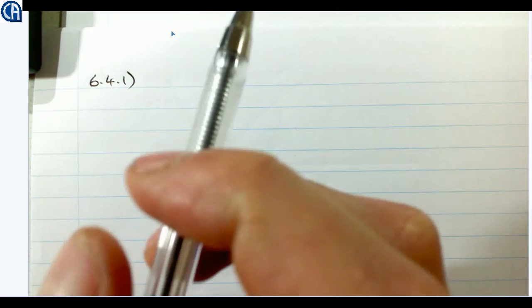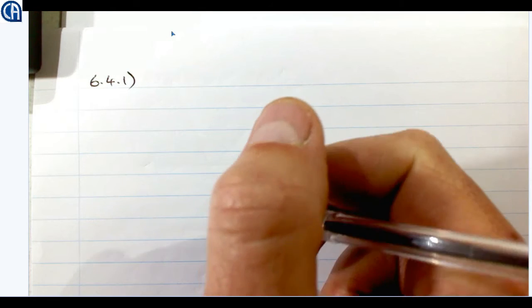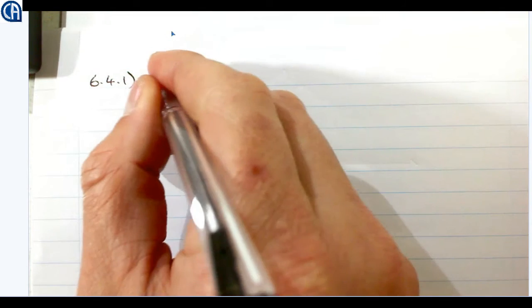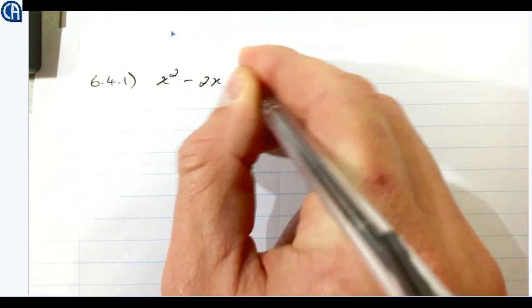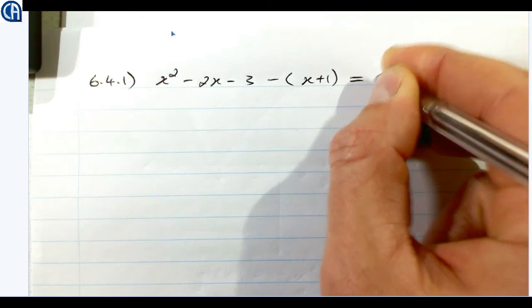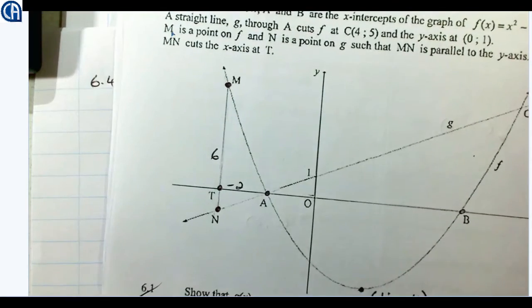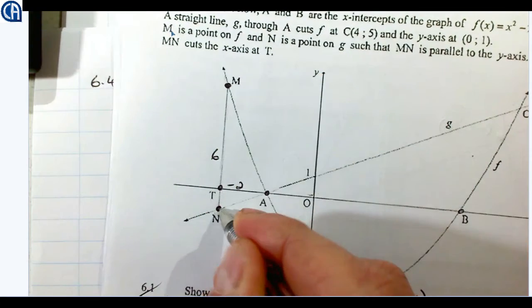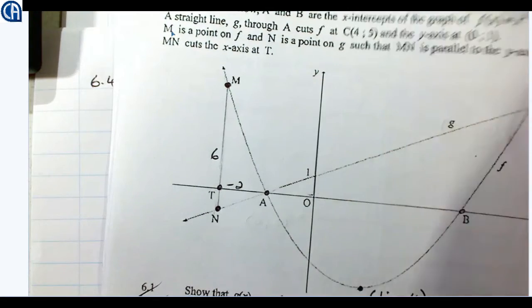Okay, so it's determine the length of OT if T lies on the negative x-axis. Show all working. So the length of MN is 6. Now, basically, it's the parabola minus the straight line must equal a length of 6 units. So that y value minus that y value must give me an answer of 6 units.